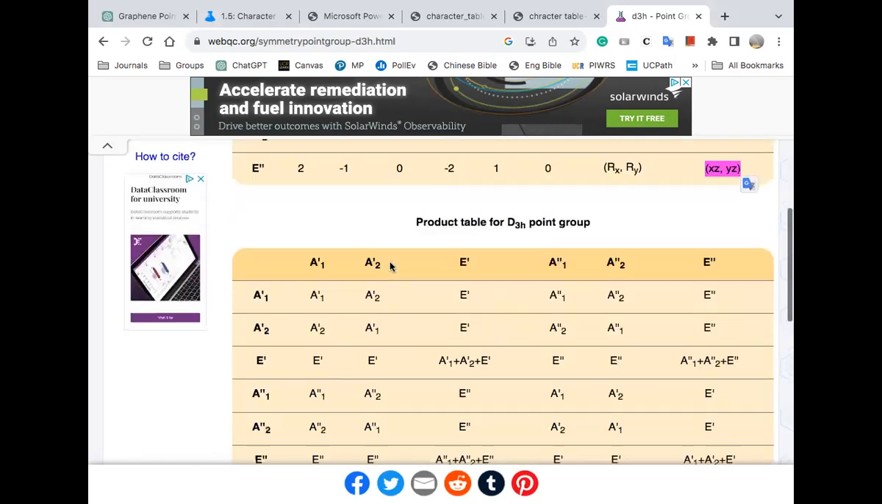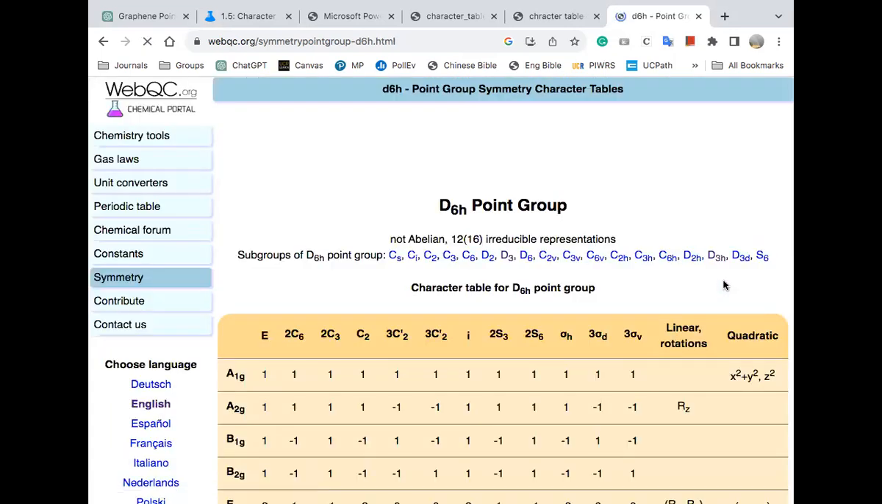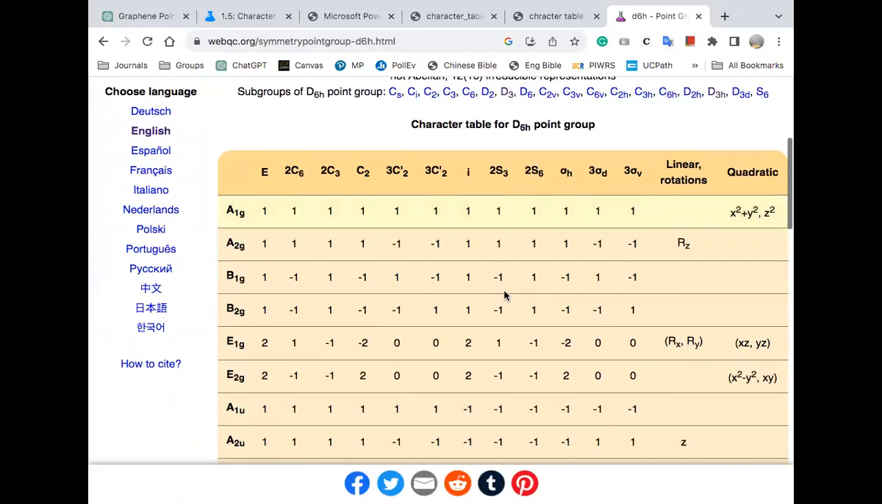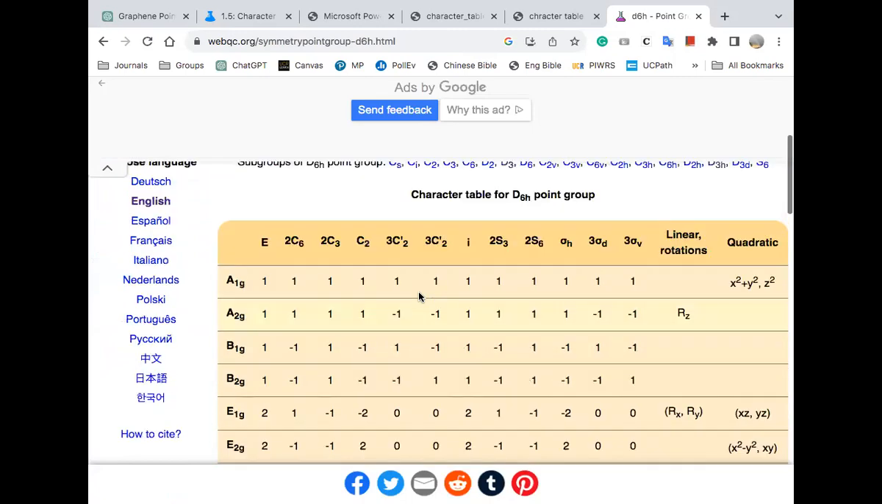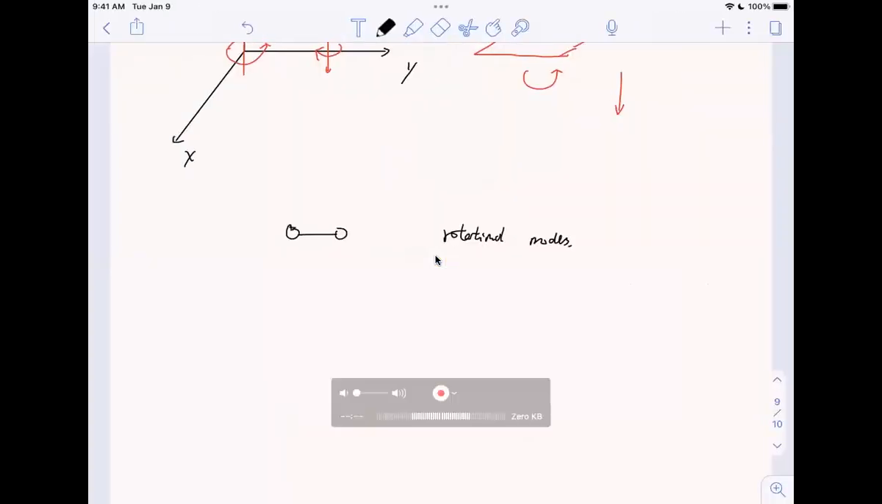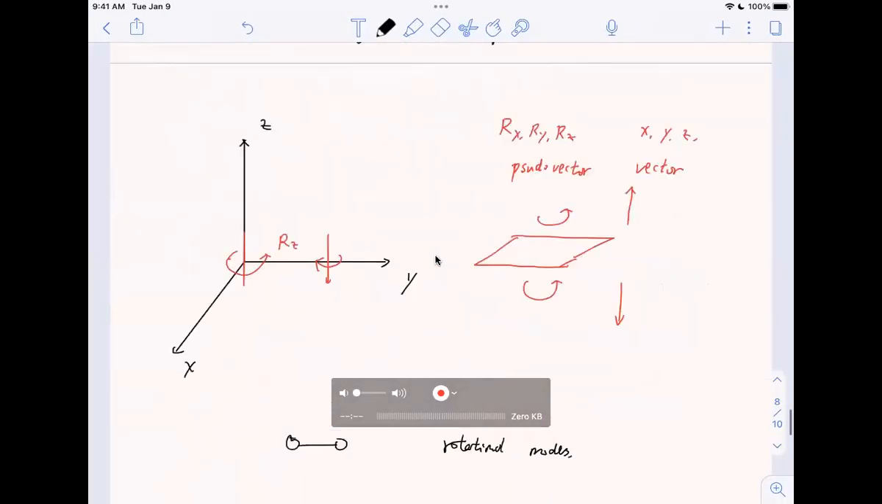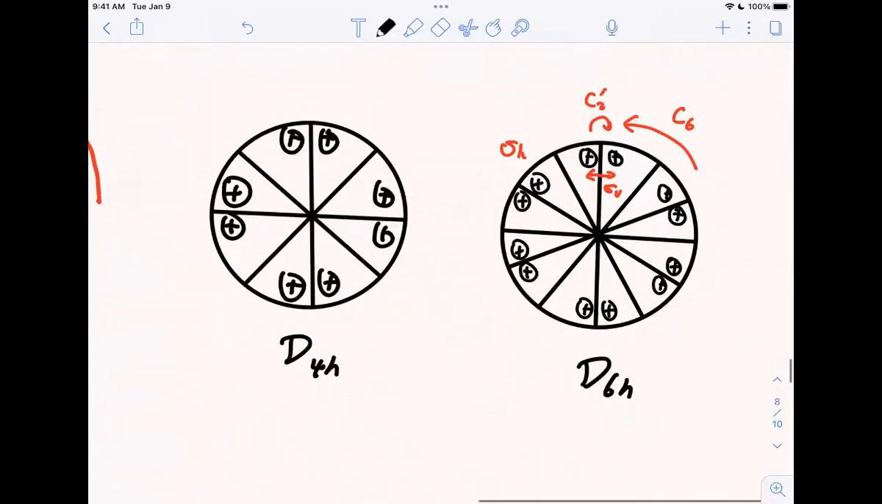Let me give you one more example. Let's go to graphene. Graphene is D6h. You see that graphene has a much bigger table because it has a high symmetry. So how many classes are there? If you go to our picture, graphene is here. I only draw a few of them, but you can draw a few more.